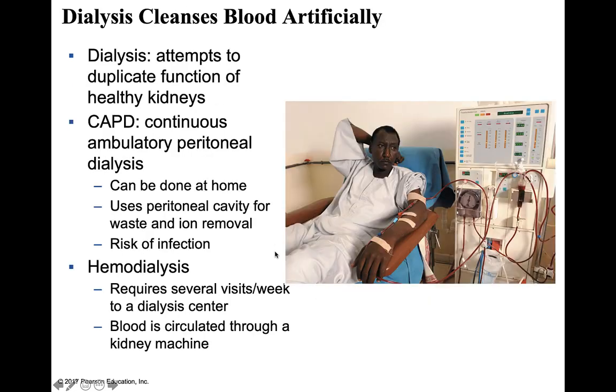Now, there are a couple of things that they can do. The first is going to be dialysis. What this is actually doing is artificial filtration of the blood. Typically, the most successful is hemodialysis, and that requires multiple visits a week to a dialysis center, and the blood is filtered outside the body through an artificial kidney.